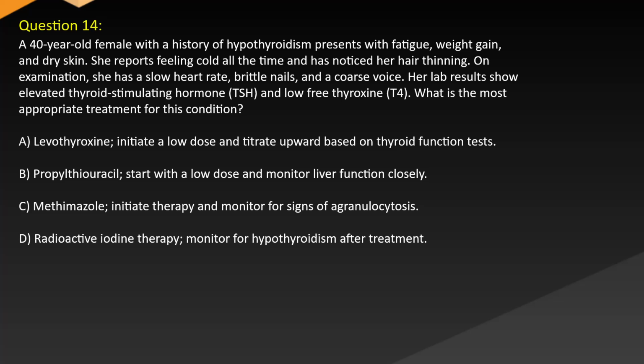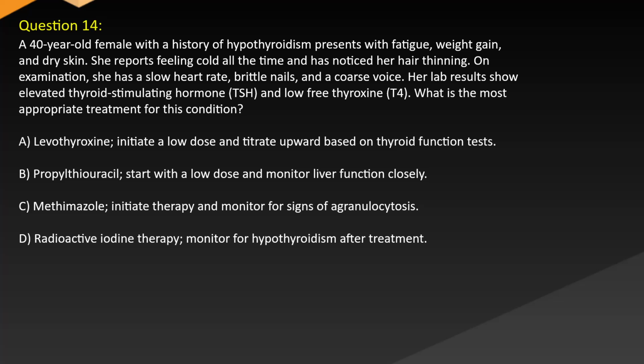She reports feeling cold all the time and has noticed her hair thinning. On examination, she has a slow heart rate, brittle nails, and a coarse voice. Her lab results show elevated thyroid-stimulating hormone (TSH) and low free thyroxine. What is the most appropriate treatment for this condition?